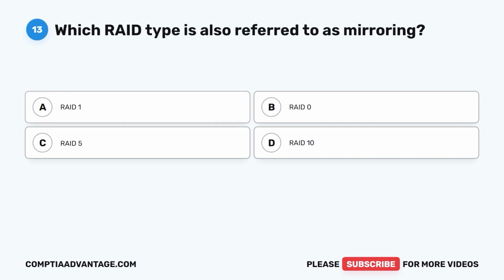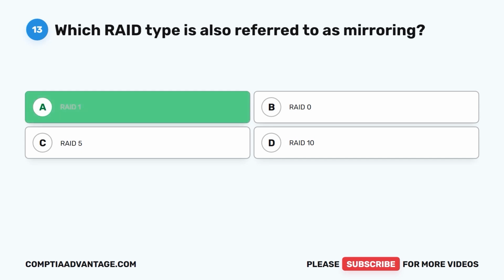Question 13. Which RAID type is also referred to as mirroring? A. RAID 1, B. RAID 0, C. RAID 5, D. RAID 10. The correct answer is A.